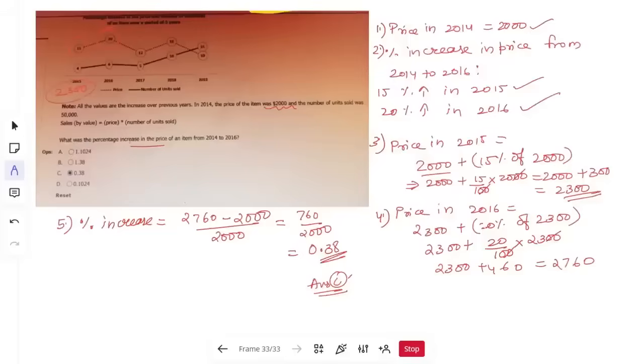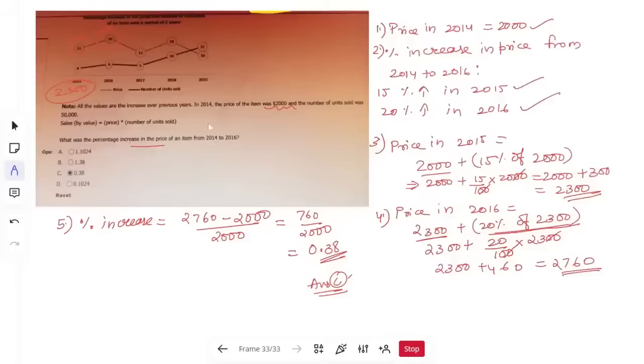Now again we will calculate the price in 2016. We will take the price from the last year, that is 2300, plus the percentage increase that happened this year, that is in 2016. In 2016 we can see from the diagram that the percentage increase is 20%. So we will do 20% of 2300. When you solve it, you will get the new price as 2760, which is the new price in 2016.